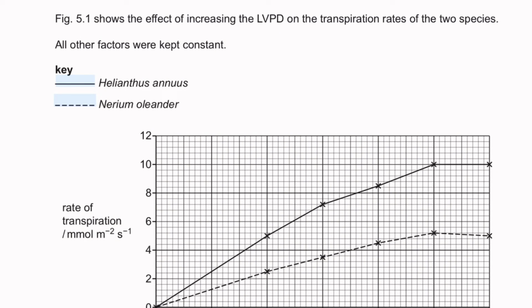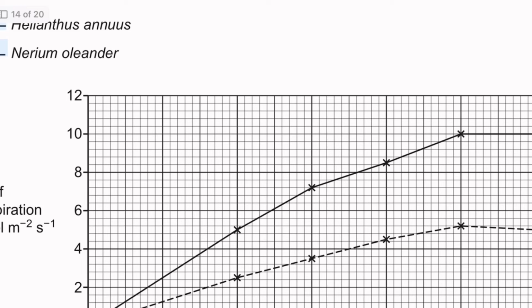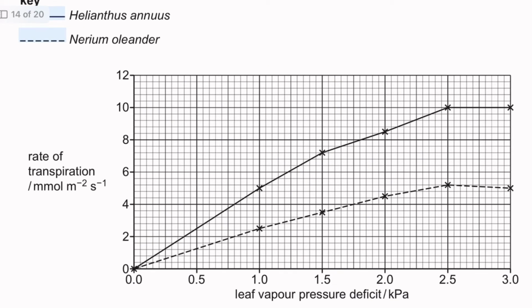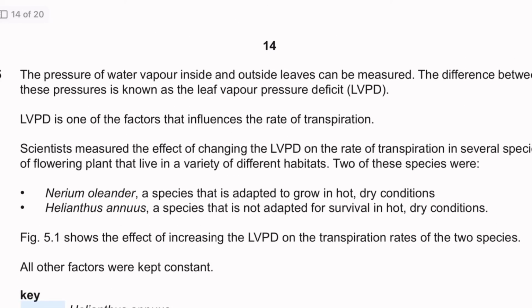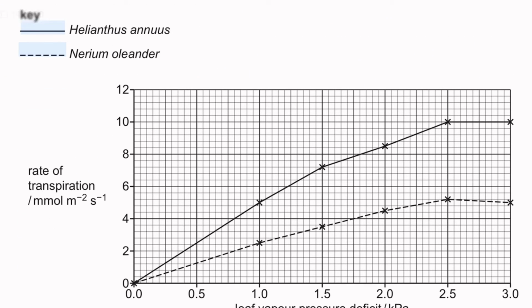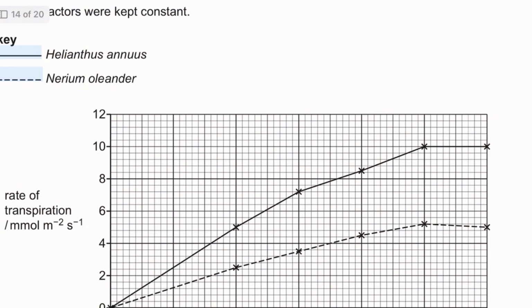So the overall trend is that we have an increase in the rate of transpiration as leaf vapor pressure deficit increases, and this continues up until 2.5 kilopascal, where we reach a plateau, or the rate of transpiration remains constant. And you can also mention, for example, that the rate of transpiration is far higher for Helianthus, the second species, than for the first species, because we don't really need to mention any reasons. He just wants us to compare the results, but overall it just increases far more, and it reaches a higher rate of transpiration in the end.